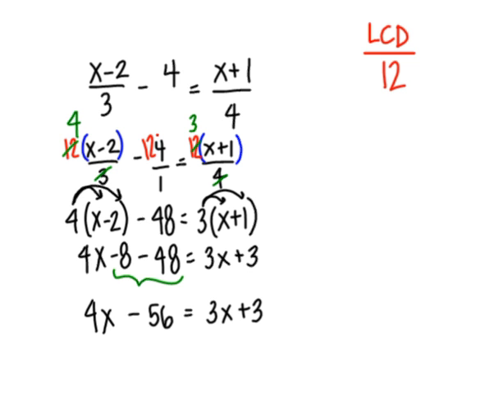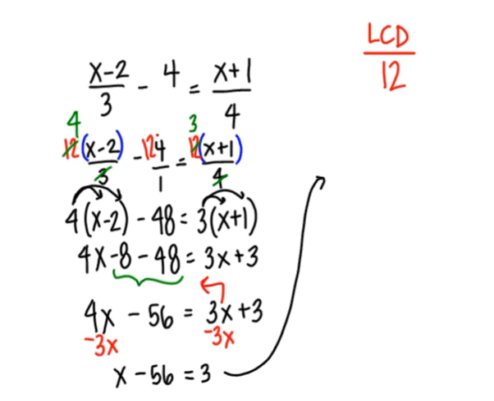At this point, I need to get my x's together. So I have a 3x on the right that I want to move over. To move the 3x over, I'm going to subtract 3x from both sides. 4x minus 3x would leave me with x minus 56 equals 3. I ran out of room, so I'm going to write it a little higher. x minus 56 equals 3.